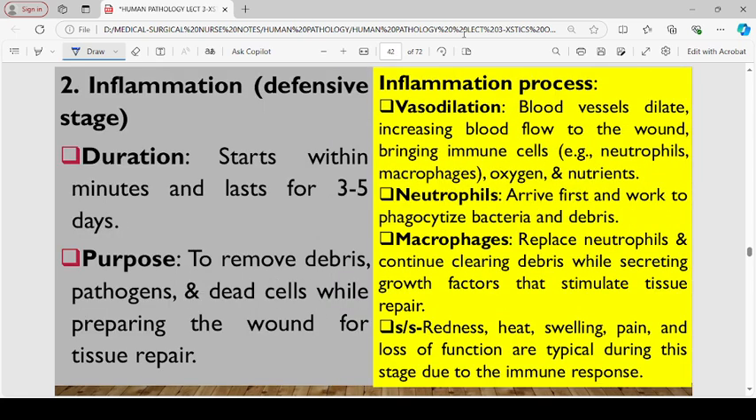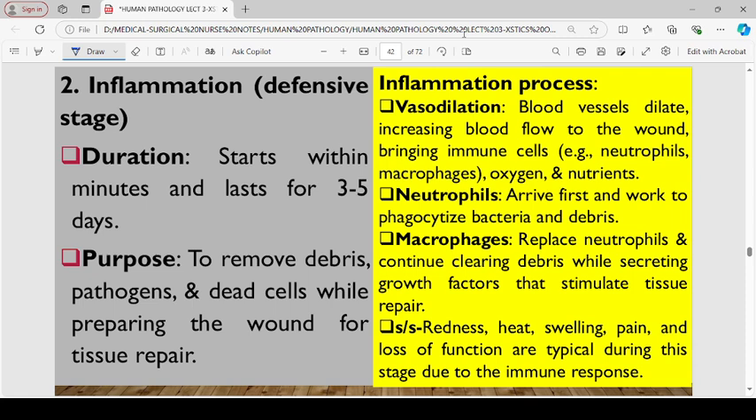Step number 2 is inflammation, which is a defensive stage, of course, and starts within minutes and lasts about 3 to 5 days. The purpose of inflammation is simply to remove the debris, pathogens, and dead cells, while also preparing the wound for tissue repair. So the process of inflammation involves vasodilation, where blood vessels dilate, increasing blood flow to the wound, bringing more immune cells like the neutrophils, macrophages, oxygen, and nutrients to the site of injury.